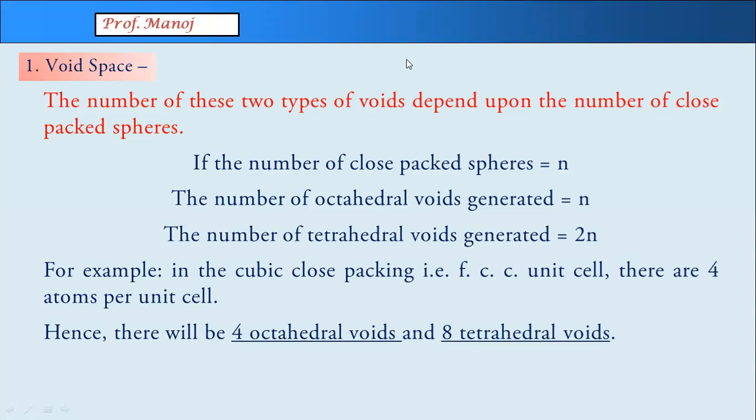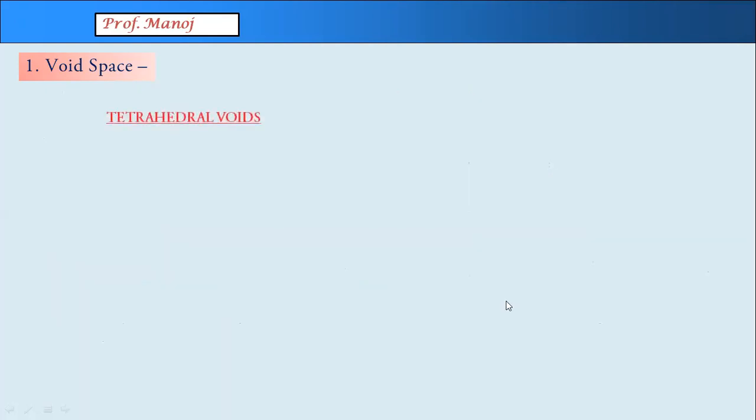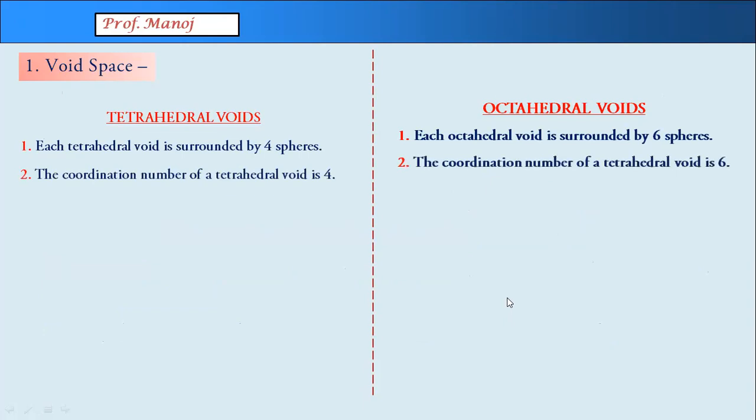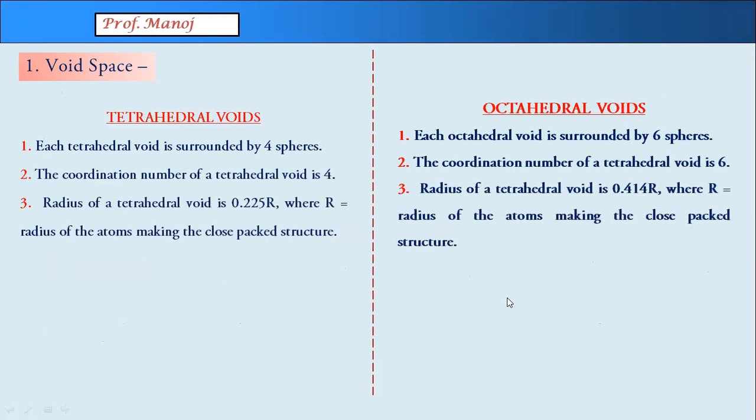For FCC, you can similarly make statements for BCC. For BCC, if this number is 2, 2 octahedral, 4 tetrahedral. For simple cube, it is 1 atom, 1 octahedral, 2 tetrahedral. Then we come to the small difference in tetrahedral and octahedral voids. You can see here, this is made of 4 spheres. This will be made up of 6 spheres. Coordination number is the same thing, 4 and 6. Then we even saw this particular equation.